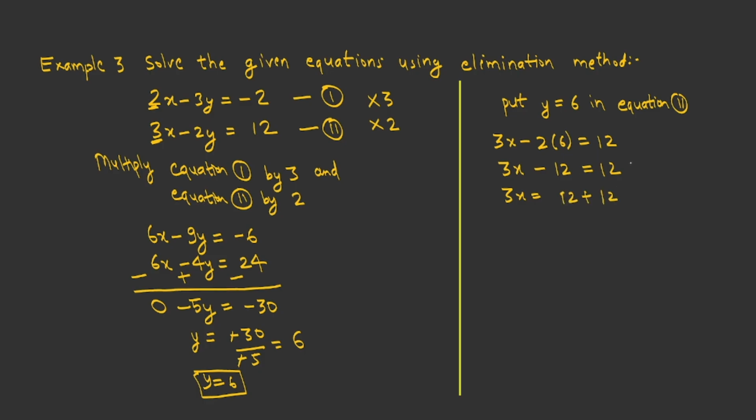When you will transfer 12 to the right hand side, it becomes 12 plus 12. 3x is equals to 24, and x will be 24 upon 3, that is 8. So x is equals to 8.